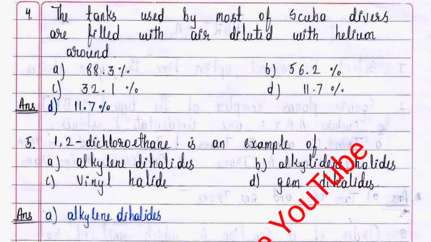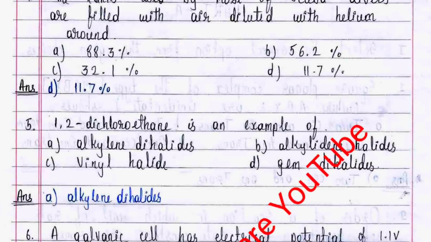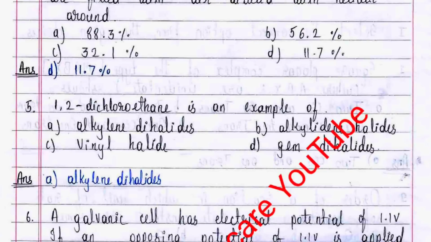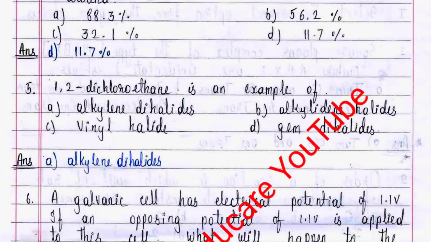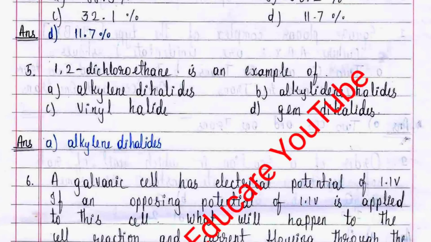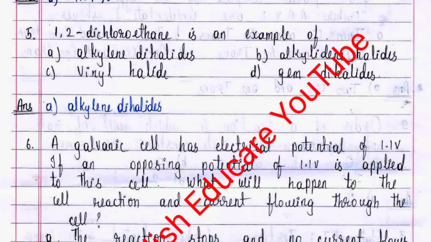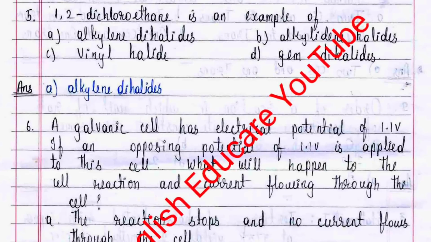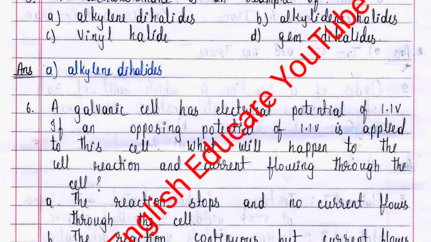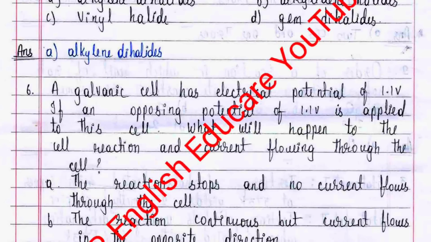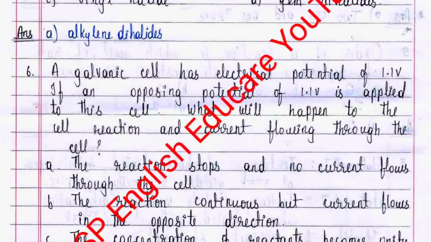11.7%. Fifth, 1,2 dichloroethane is an example of A. Alkylene dihalides, B. Alkylidene halides, C. Vinyl halide, D. Gem dihalides, and the answer is A. Alkylene dihalides.